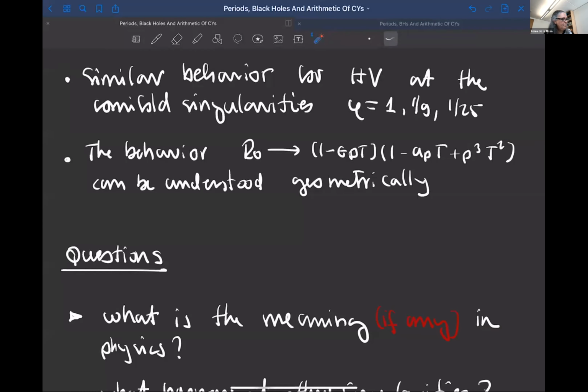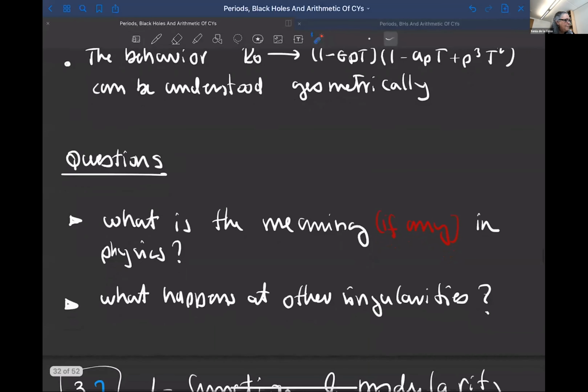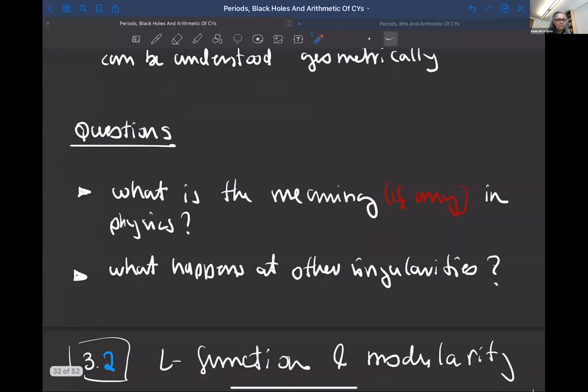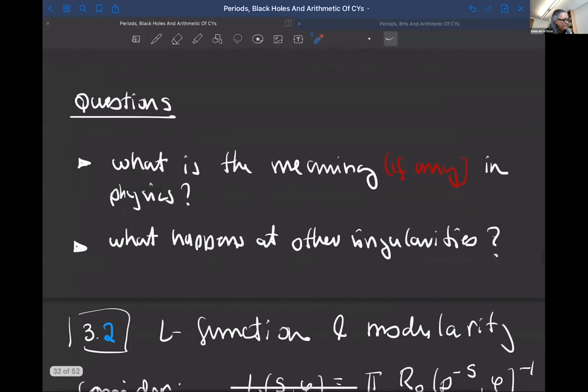But there are many questions. I can tell you this, and it raises more questions. What is the meaning, if any, of this modularity in physics? Conical singularities are places where a lot of fun happens, physically in string theory. So what is the meaning of this modularity in physics? I don't know. And what happens at other singularities? For this, we'll have to work with Calabi-Yau manifolds with more parameters, and try to study what happens.